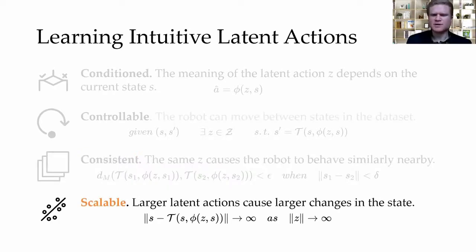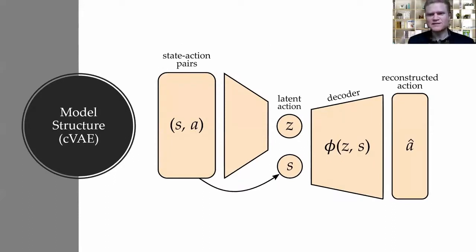The last property that kind of builds on the one before is scalability. The idea being here that if you provide larger latent actions, the robot's actual behavior in the world should cause larger changes. If we tie together these last three properties, controllability, consistency, and scalability, there are close connections with Lipschitz continuity in this latent space. So we've got these four properties that we want the robot to learn and to have in order for it to be user-friendly.